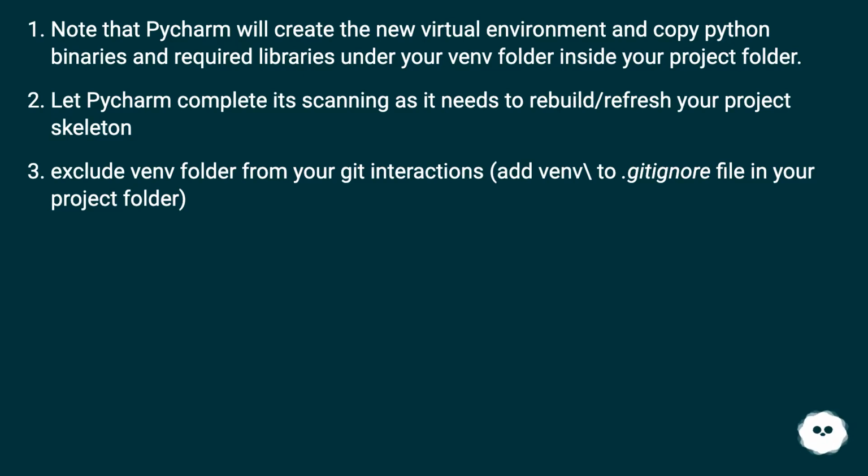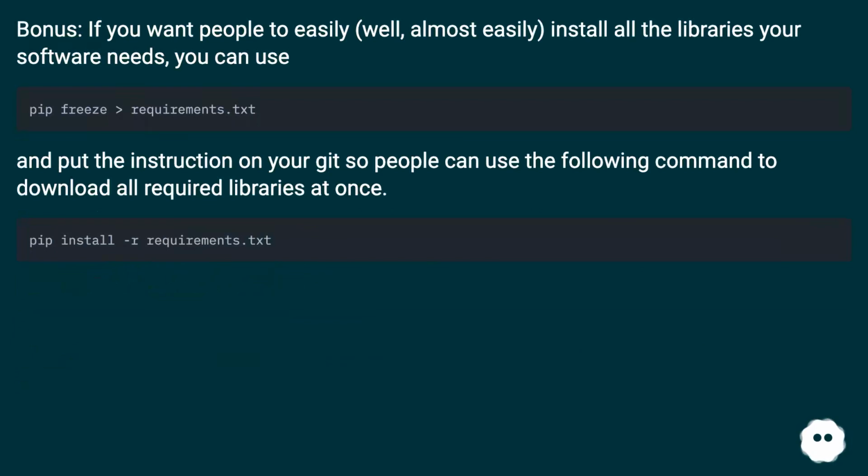Exclude the venv folder from your Git interactions by adding venv\ to the .gitignore file in your project folder. Bonus: if you want people to easily, well, almost easily, install all the libraries your software needs, you can use pip freeze, and put the instruction on your Git so people can use the following command to download all required libraries at once.